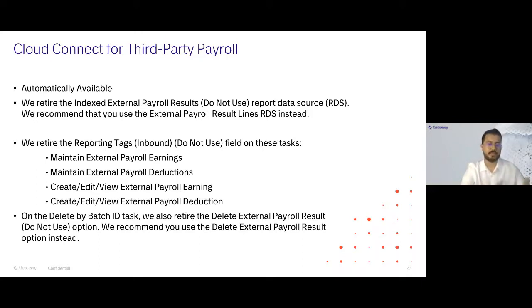So the tasks which you can find are maintain external payroll earnings, deduction, then create, edit, view external payroll earnings, and same for deduction. On the delete by batch ID task, they are also retiring the delete external payroll result option. So they are recommending that we use the delete external payroll result option instead.